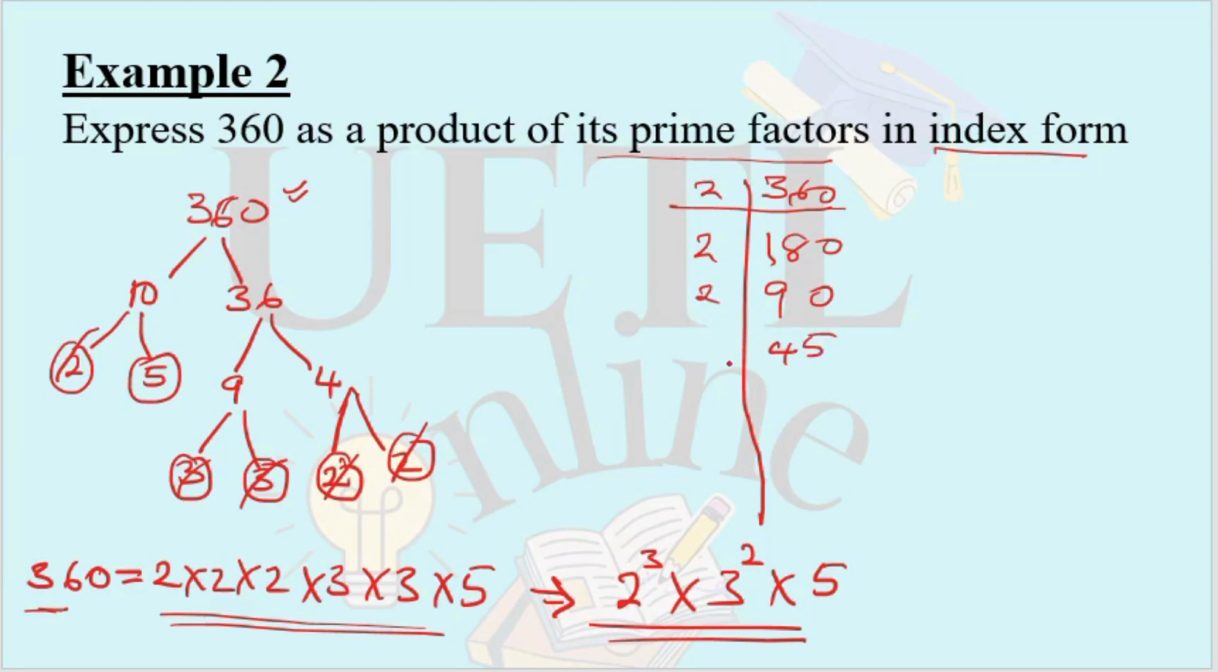Now the smallest prime number becomes 3. So 45 divided by 3 is 15. The smallest prime number again is 3, so 15 divided by 3 becomes 5. Now the smallest prime number becomes 5, and 5 divided by 5 is 1. When you reach 1 here, you can easily say that you have found the prime factors. These numbers are the same as the numbers we found before. So you just have to write them: 2 times 2 times 2 times 3 times 3 times 5. So you've expressed 360 as a product of its prime factors. Changing to index form is the same procedure: just count the number of times each number appears.